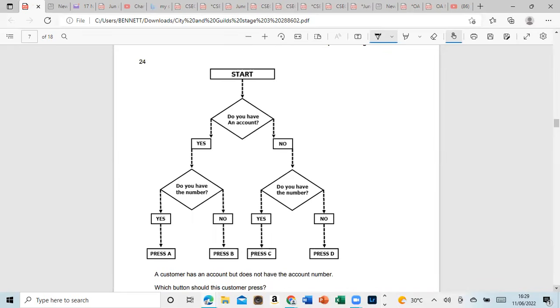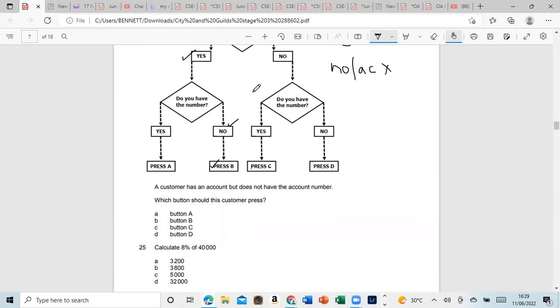A customer has an account but does not have the account number. Which number should this customer press? So let me just write what they have: account, tick, but no number. All right, start. Do you have an account? Yes. So this is the first step. Do you have an account number? No. So right there, press B. Boom, so B.